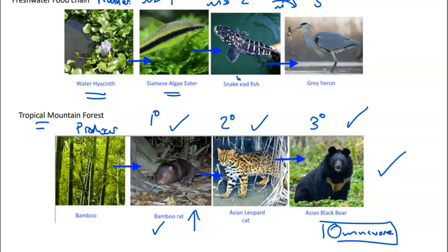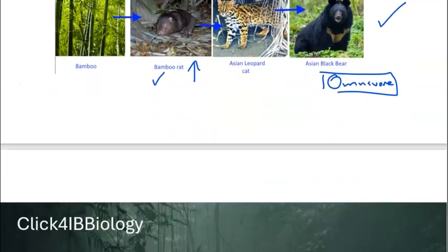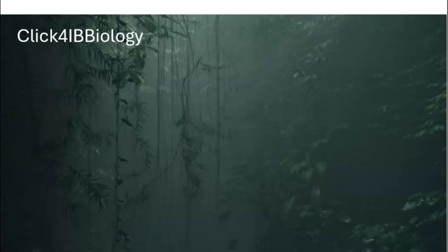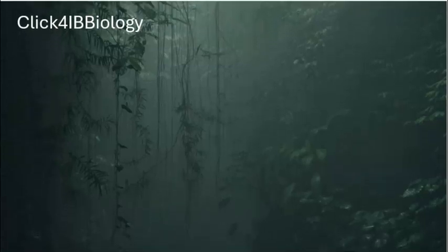So we perhaps need a more complex form of diagram to show that kind of relationship, which of course are food webs. Links to the next video on this topic are appearing here.